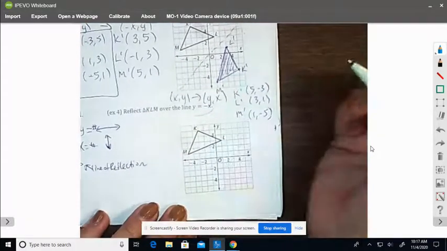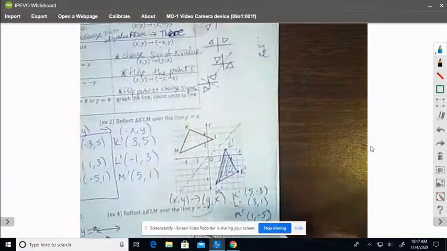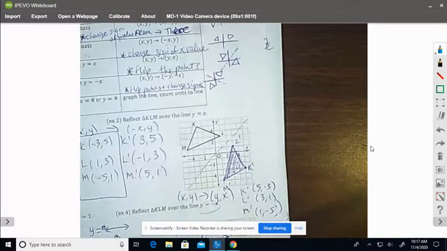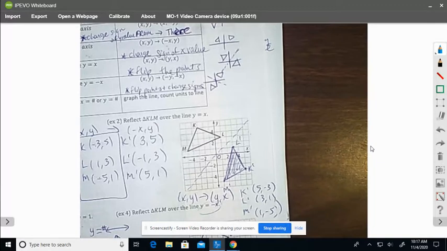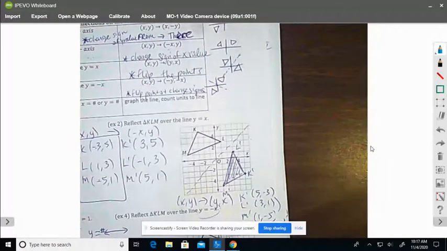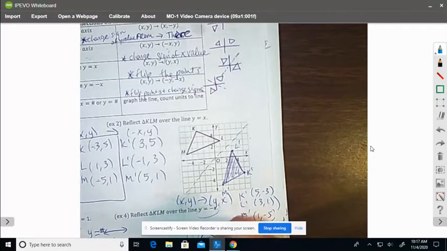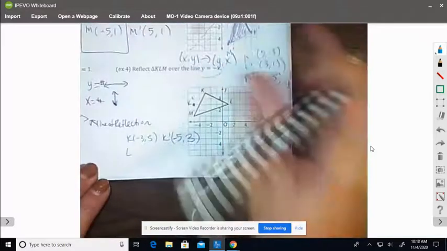Y equals negative x means we're flipping the points and changing the sign. So remember, if your K is negative 3, 5, my new K, I'm flipping the points and changing the sign. So I'm flipping them to 5. 3 is going to change to a positive 3. This will change to a negative 3. So my new one should be negative 5, positive 3. That's my K prime. Oops, sorry, I'm not even showing what I'm doing.